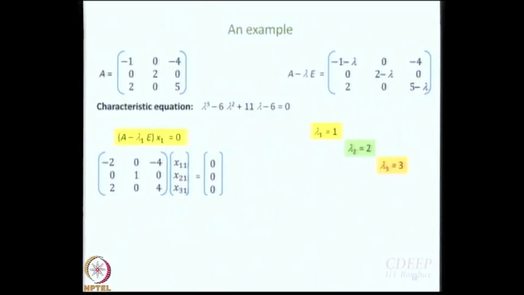So, now once you have this, the rest is simple. How many equations will you get? 3. How many unknowns do you have? 3 unknowns. So, we should be able to work it out. Let us see. What is the first equation? Minus 2x11 minus 4x31 is 0. What is the second equation? x21 equal to 0. What is the third equation? 2x11 plus 4x31 equal to 0. So now you have 3 equations, 3 unknowns.